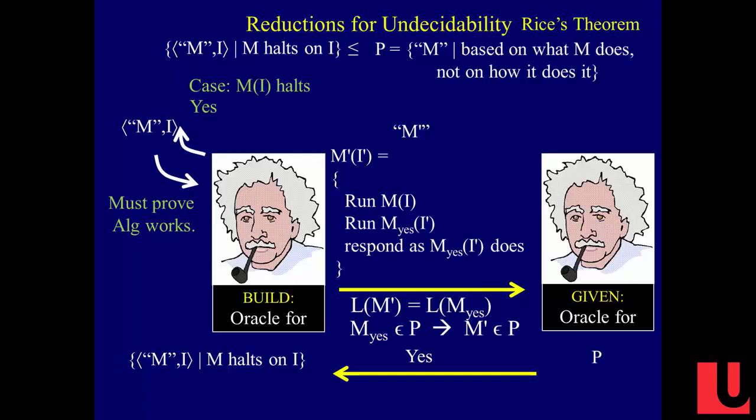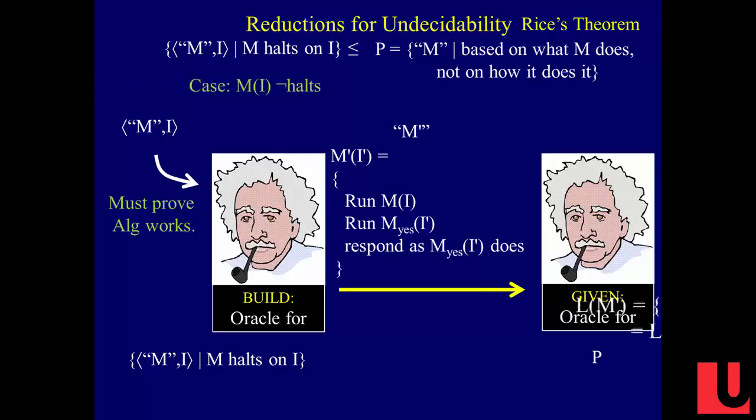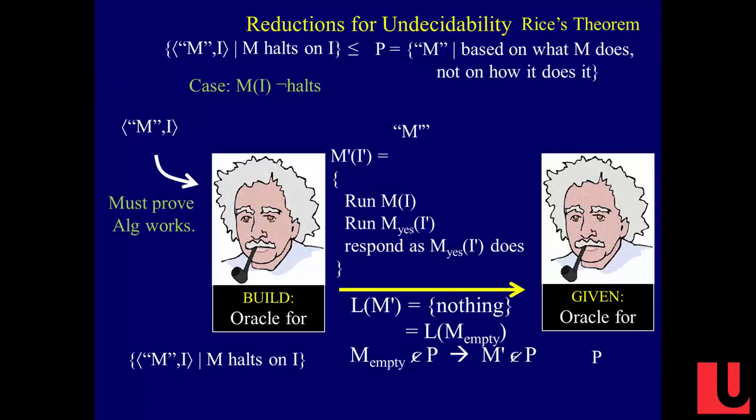Yes? The other case, M doesn't halt. Yes, let's do that case again. Language M prime is nothing. But how does it know? It keeps having M prime. How does what know? The other oracle. This oracle? Yeah. This oracle is a magical oracle.